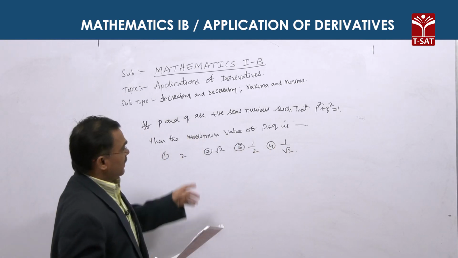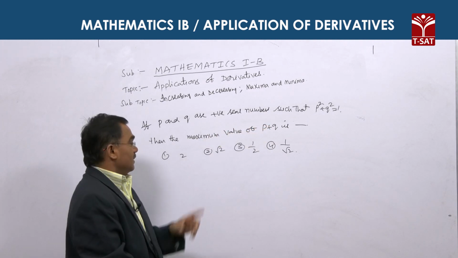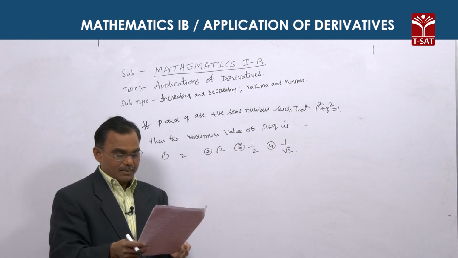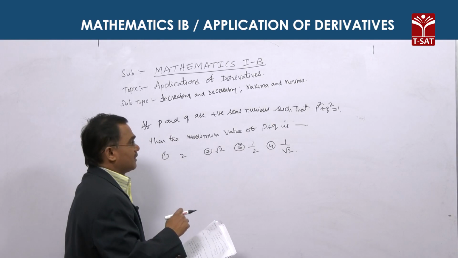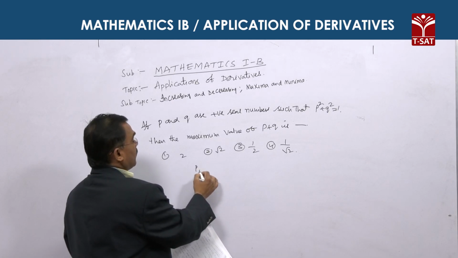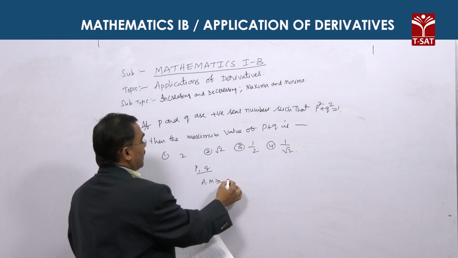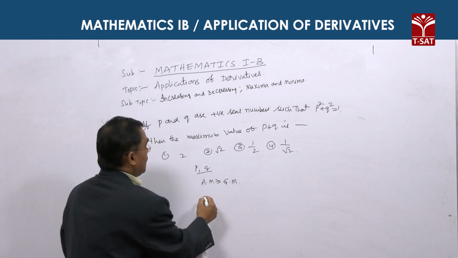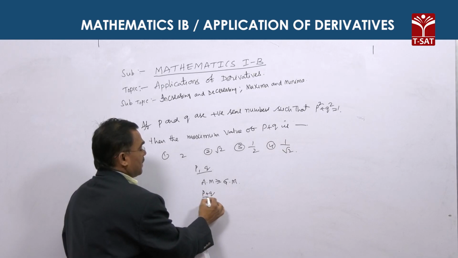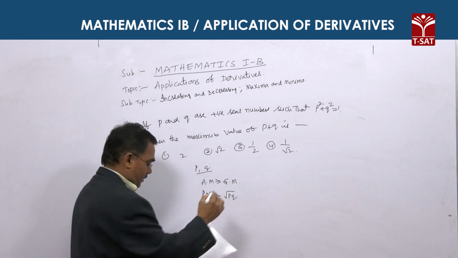What is given? P and Q are positive real numbers such that P square plus Q square is equal to 1. Then we are asked the maximum value of P plus Q. So using a very simple technique, P and Q are positive numbers. We know that the arithmetic mean is greater than or equal to the geometric mean. The arithmetic mean of these two numbers is P plus Q by 2, which is greater than or equal to the geometric mean, root PQ.